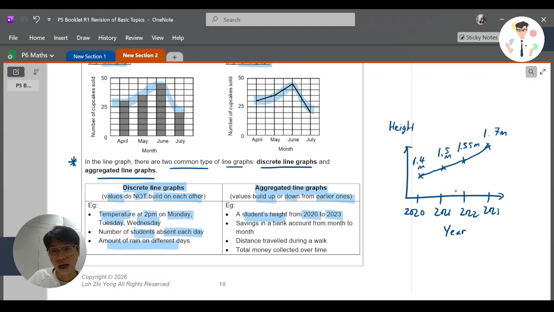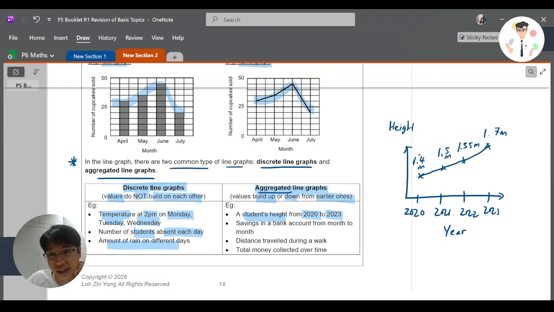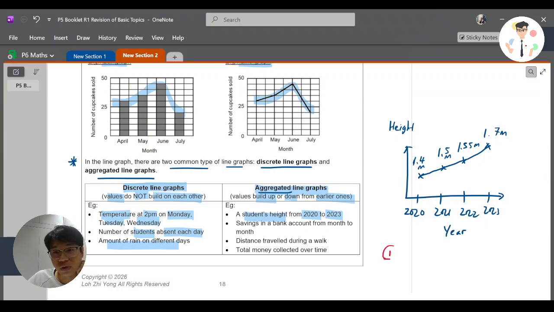Now, I would say this is an aggregated line graph, meaning that this value is built on this value. But teacher, how does it build on this value? But do you notice that this is actually depending on this? Meaning this also built up from here. Now, I can ask you the first question. What is the height in 2022? Example. Then you can tell me the answer, 1.55 meters.